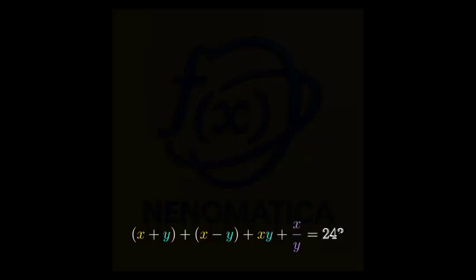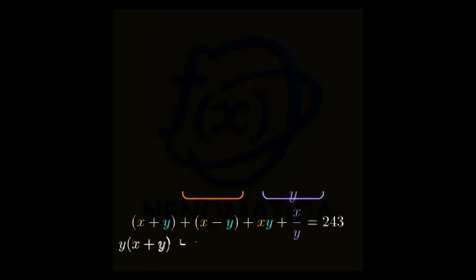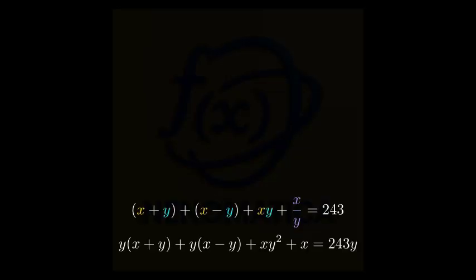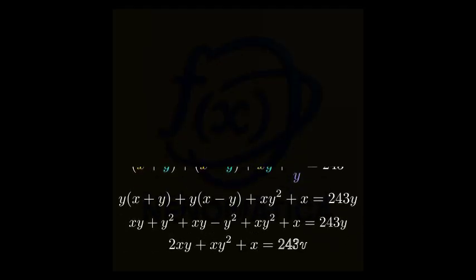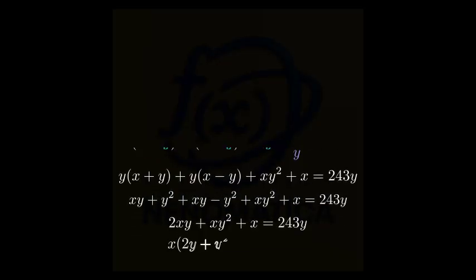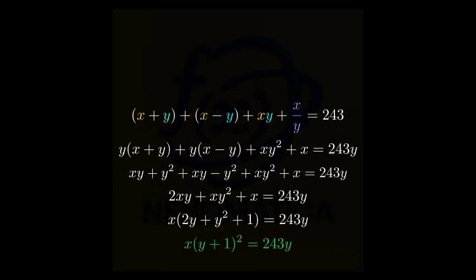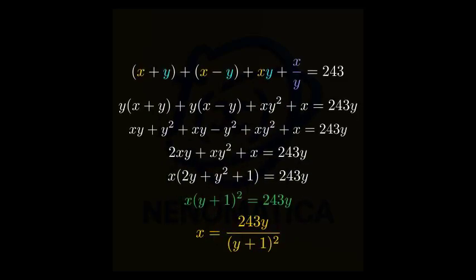Translating the sentence into an equation gives exactly (x plus y) plus (x minus y) plus xy plus x over y equals 243. Because x and y are integers, and y is positive, multiply the entire equation by y to clear the denominator. Now distribute and simplify. The y squared terms cancel. Factor out x on the left. Notice that 2y plus y squared plus 1 equals y squared plus 2y plus 1, which is (y plus 1) squared. Solve for x in terms of y.